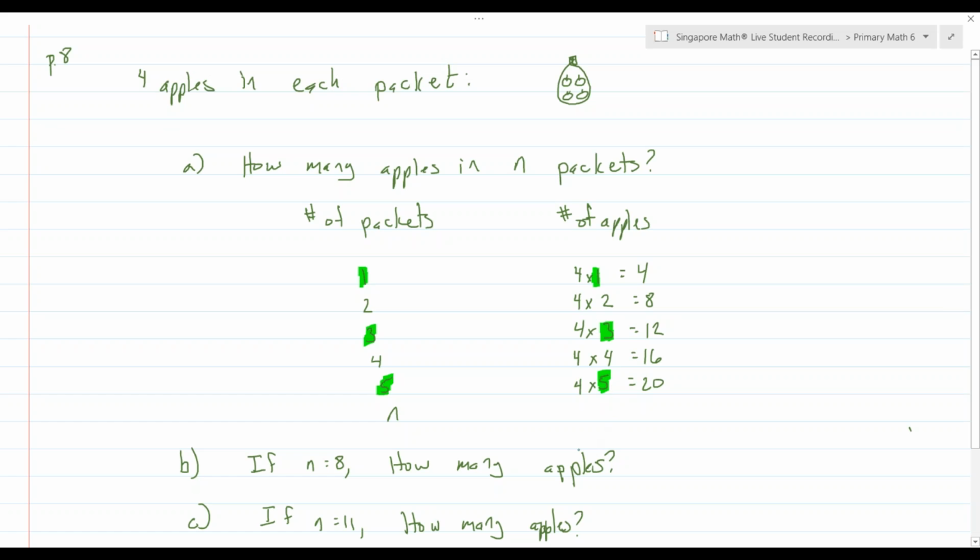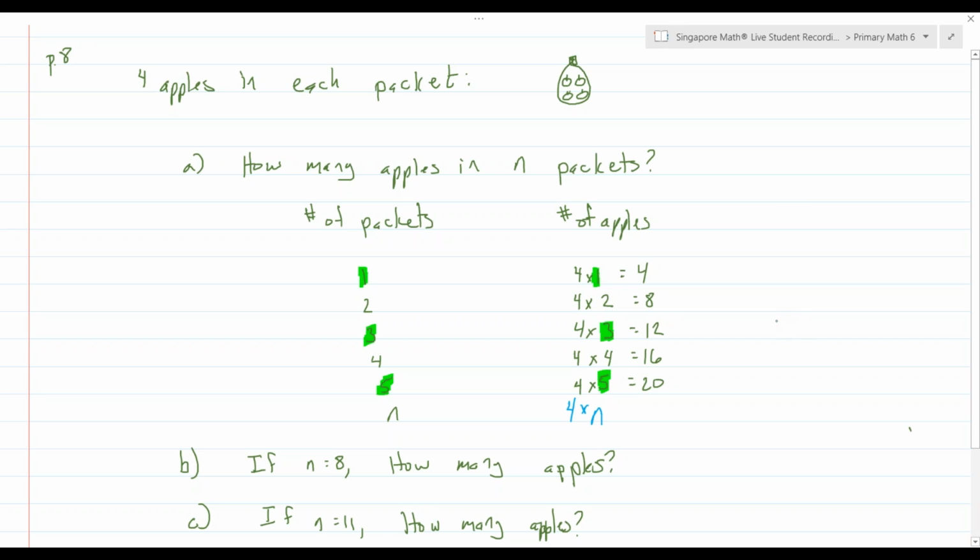So then here's a question. If I have n packets, what do I do to find the number of apples? Well, every other time I took 4 and I multiplied it by the number of packets I had. And this is no different. I'm always going to take the number of packets, which is n, and multiply it by 4.